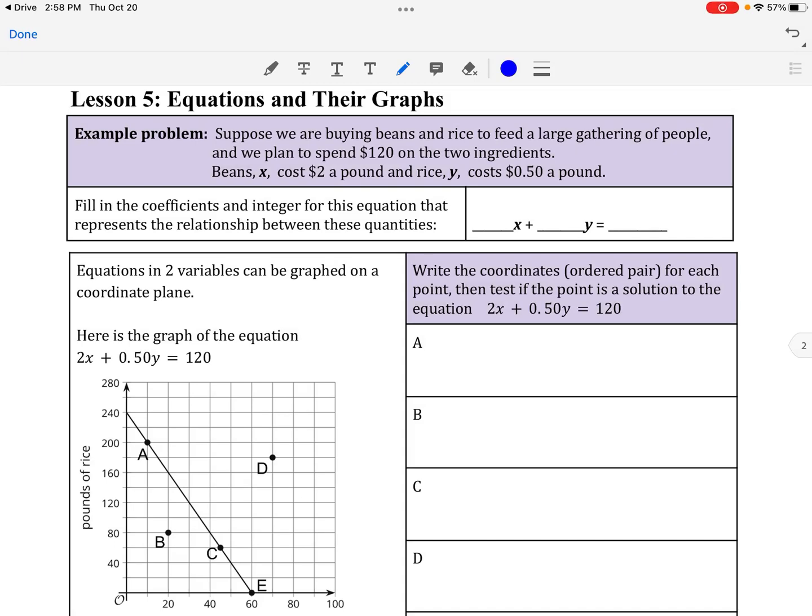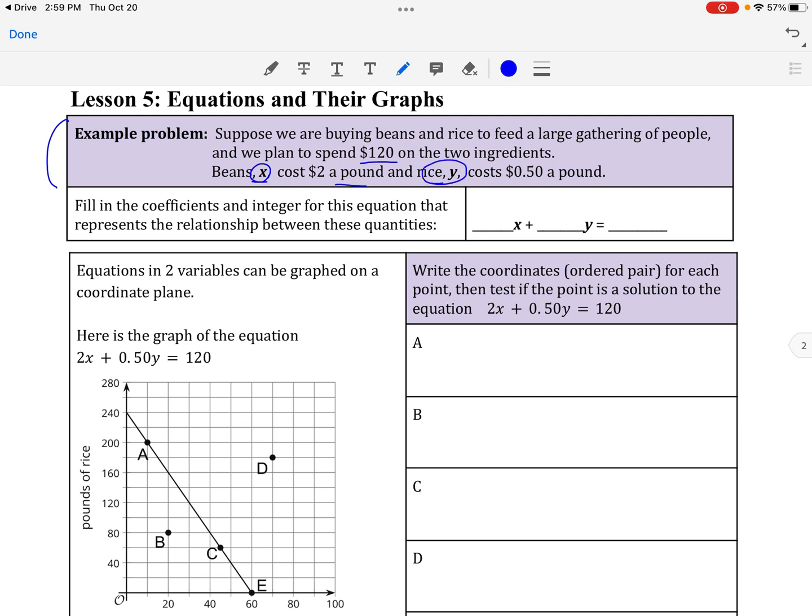Lesson 5, equations and their graphs. We have a problem here. Suppose we're buying beans and rice to feed a large gathering of people, and we plan to spend $120 on the two ingredients. Exactly $120. Beans, X, cost $2 a pound, and rice, Y, costs 50 cents a pound.